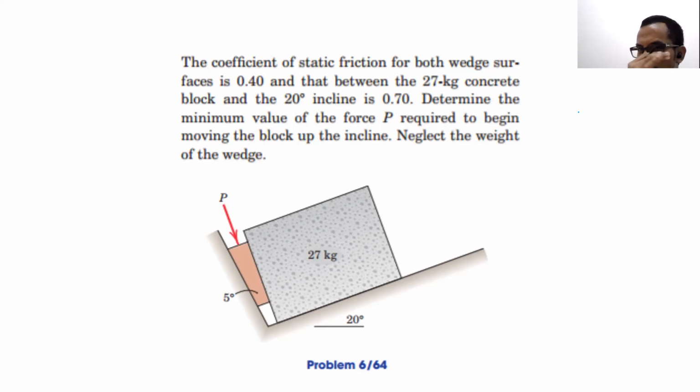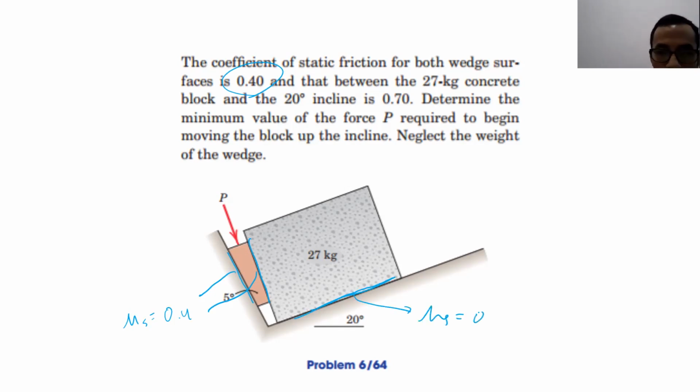And one thing that you're supposed to remember is the coefficient of static friction: you're supposed to use the correct one. So for this one, this surface and this surface, we have 0.4 as our mu s. Then for the incline here, this particular surface, we're supposed to use mu s equal to 0.7.